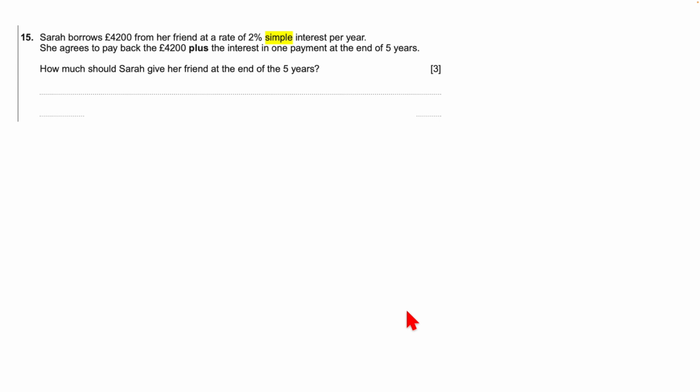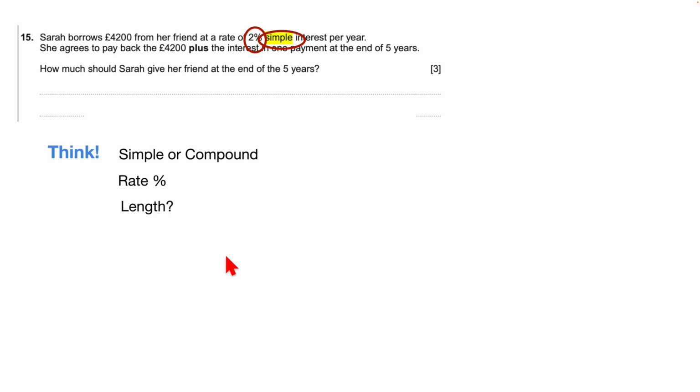Let's have a look at this one then. This is a real question. £4,200 is borrowed at 2% simple interest. It's going to all be paid back at the end of 5 years. So have a think. Simple or compound? It's simple. The rate 2% and the term, or the length, 5 years.